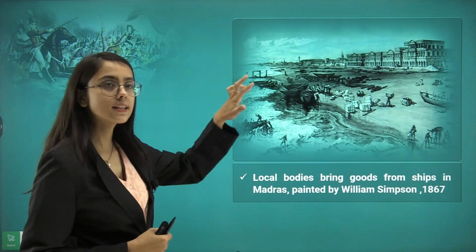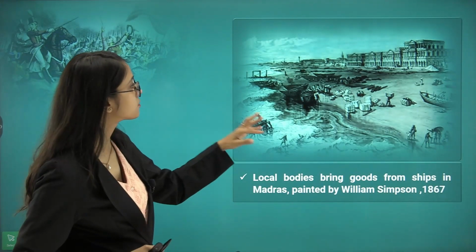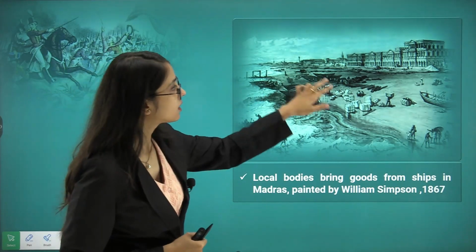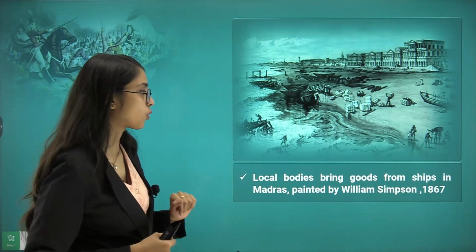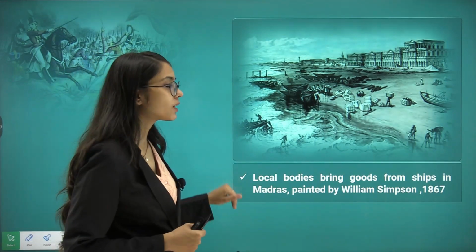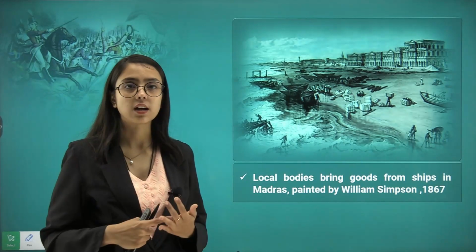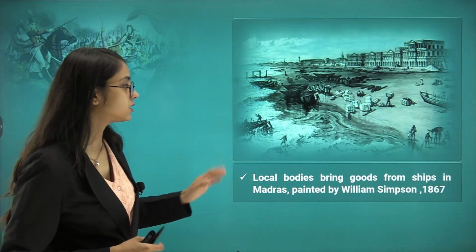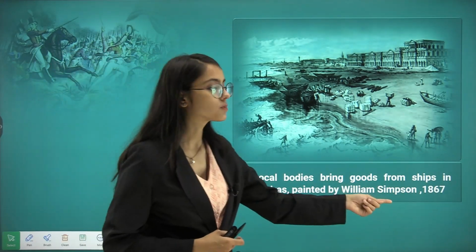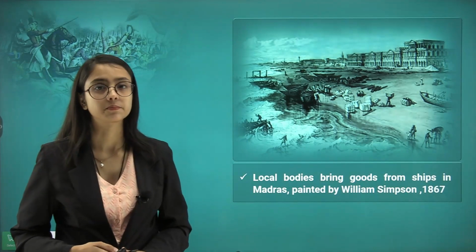So here you can see an image of one such port where ships and boats are coming and a big factory is being set up. Local bodies used to bring goods from ships in Madras. This image is of Madras, which was painted by William Simpson in 1867.